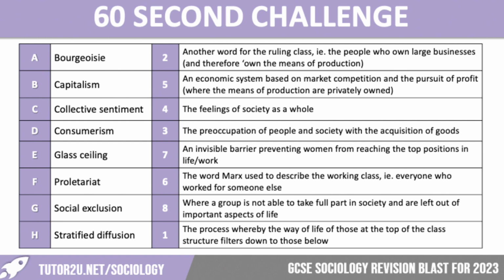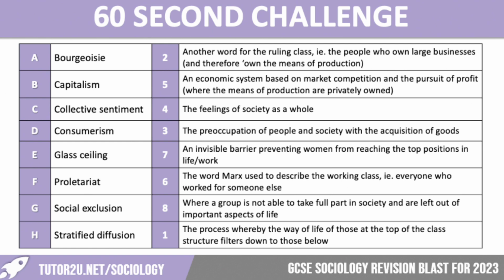B5 is capitalism, an economic system based on market competition and a pursuit of profit, where the means of production are privately owned. We've got collective sentiment, C4, the feelings of society as a whole. D3 is consumerism, the preoccupation of people and society with the acquisition of goods. E7 is the glass ceiling, an invisible barrier preventing women from reaching the top positions in life and work.